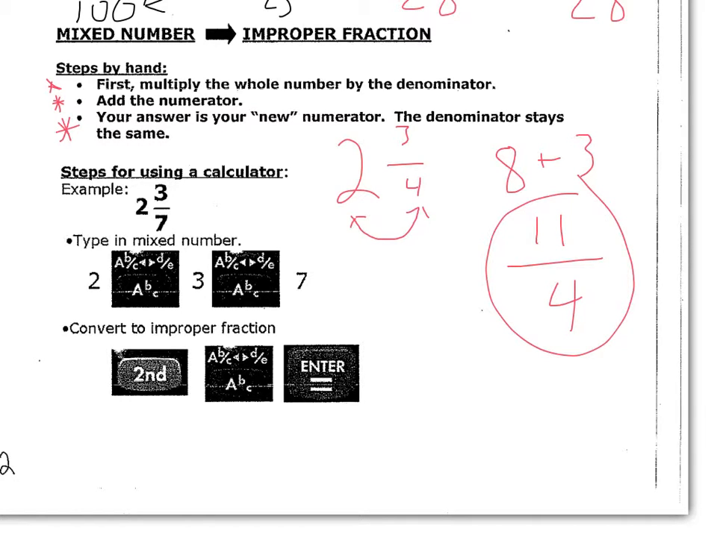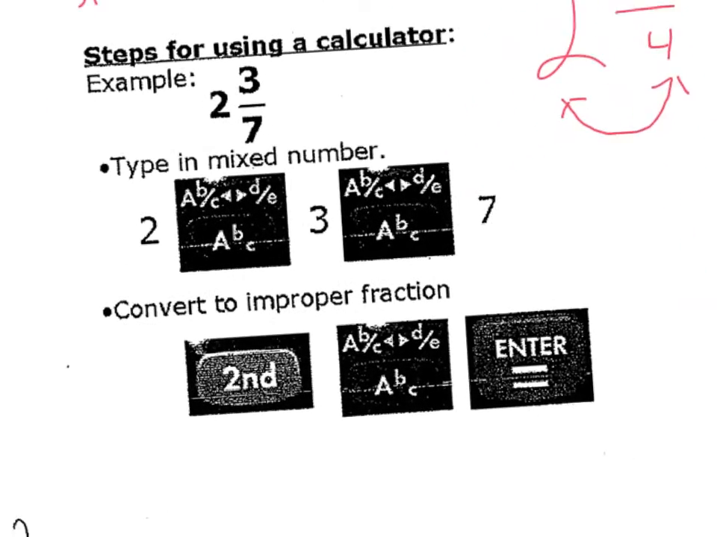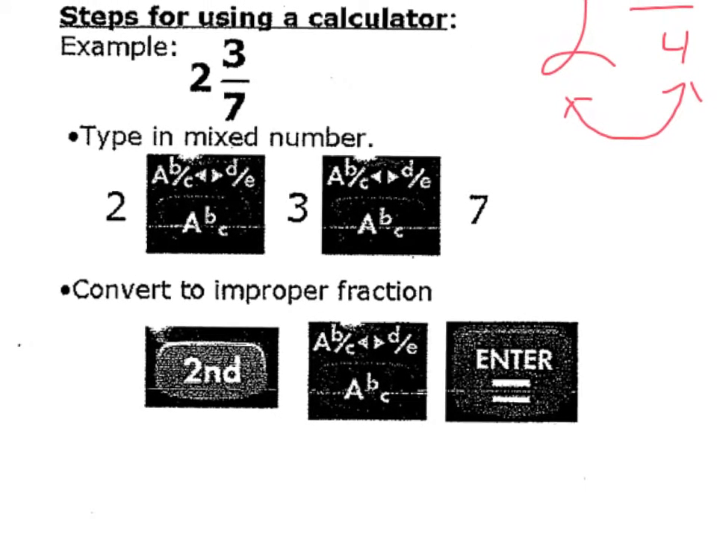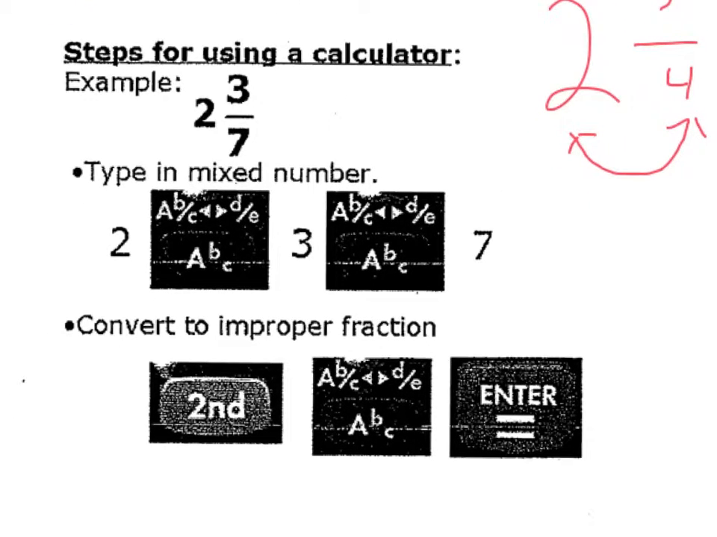So it's not so bad, but some people may want to see the calculator version. Here's the calculator version. We've got the example 2 3/7. If you want to use your calculator, you would type in 2, and then your A b/c button, then 3, A b/c button, 7. That should give you something that looks like this on your calculator.